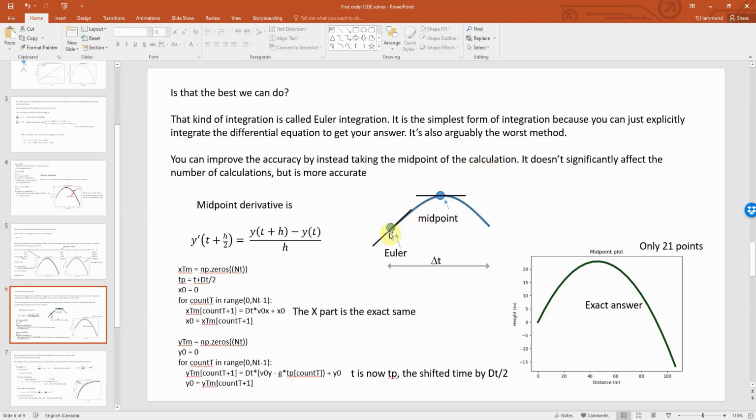So what the midpoint method does is it also takes a half step and then calculates the slope there to predict where this is going to be. So you can see that this is going to greatly improve what this answer is.